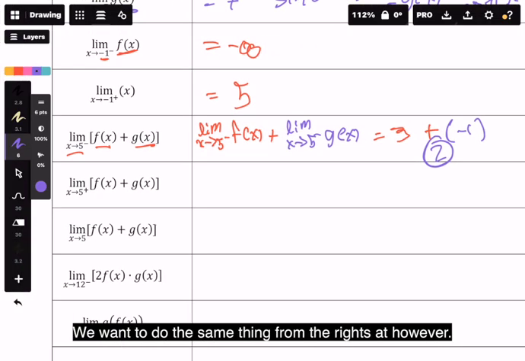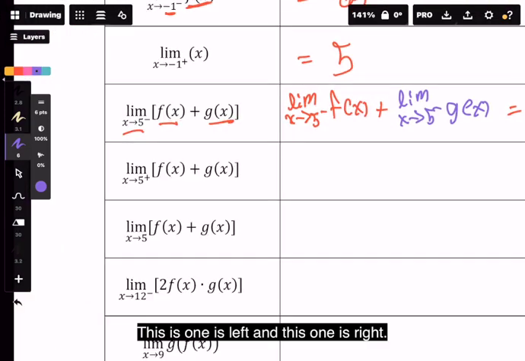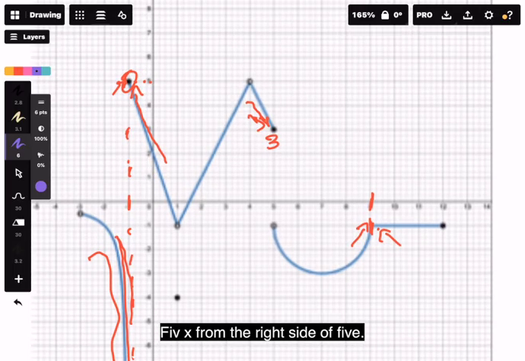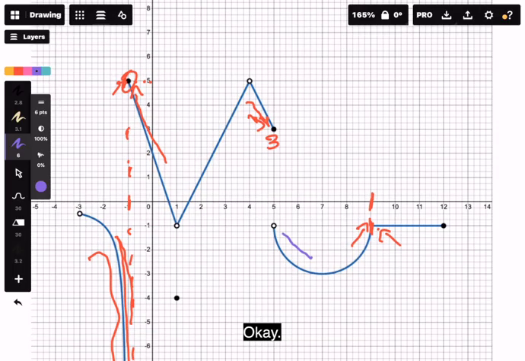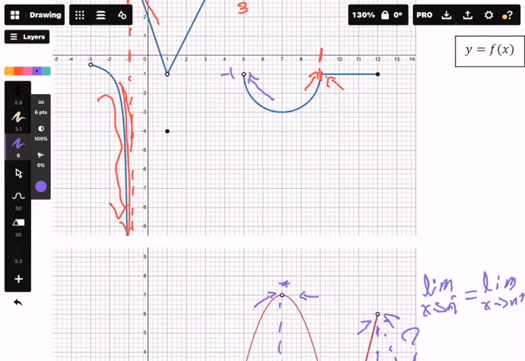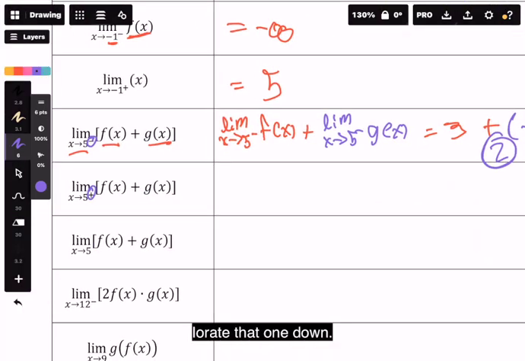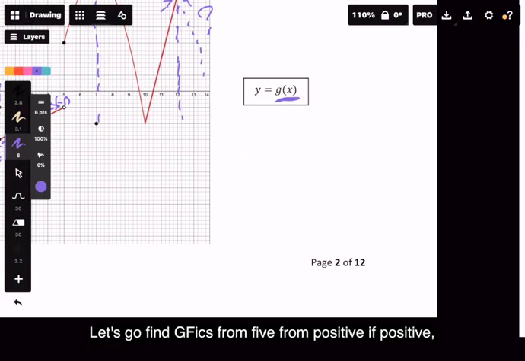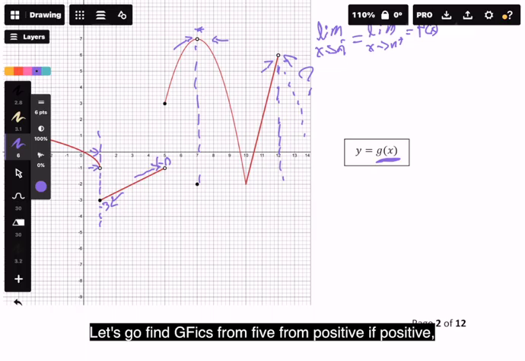We're going to do the same thing from the right side, however. This one's left, and this one's right. Okay, let's go find them. f of x from the right side of 5. This one will approach negative 1 from f of x. Let's go write that one down: negative 1 plus g of x. Let's go find g of x from 5 from the positive side.